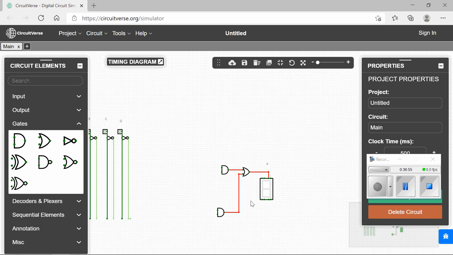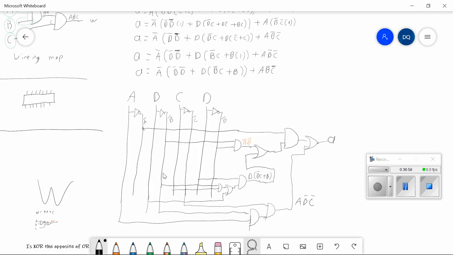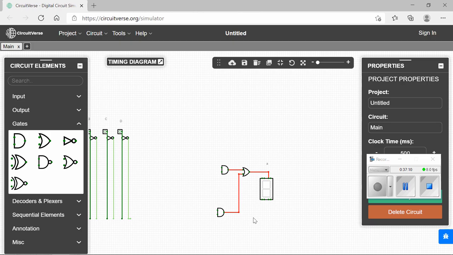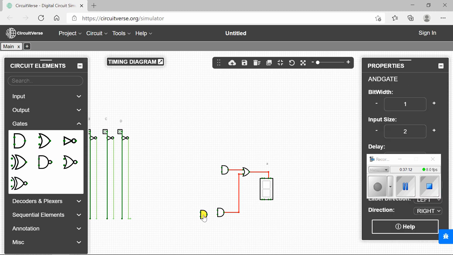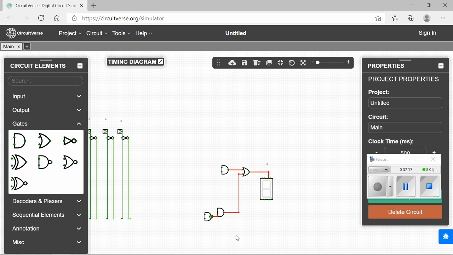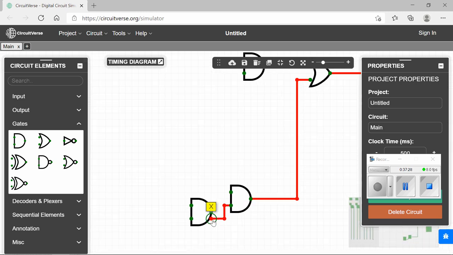So do I know this is going to work? What you do is you need to trust yourself. So you trust yourself going from the math to your logic diagram, and then you trust your logic diagram is right when you go to build it on a simulator. So we've got an AND gate here, an AND gate here, and another AND gate being fed into it. That connected. There we go.